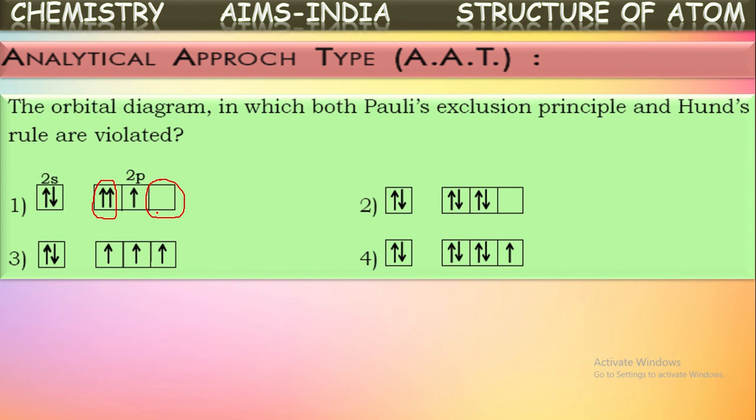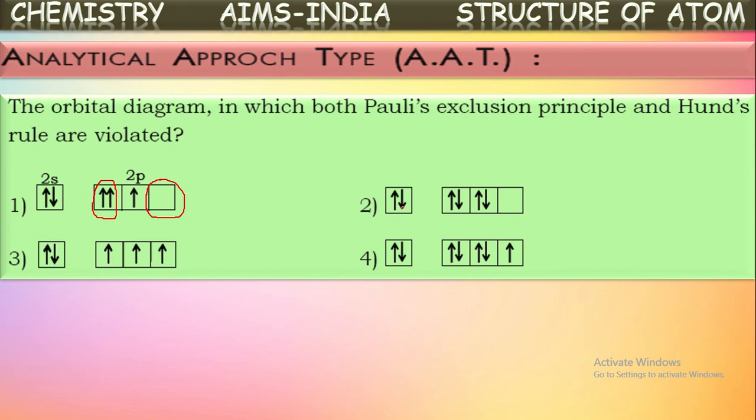What does it state here? If there are three degenerate orbitals, all should be occupied with a single electron first. Then only pairing should take place. But here, without filling this with a single electron, pairing has taken place. So this is the violation of Hund's rule.